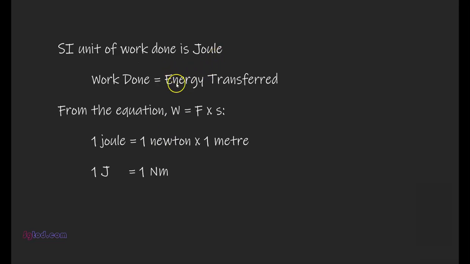For both energy and work, the correct SI unit is the joule, since work done is equal to energy transferred. From the equation of work done, 1 joule is defined as the amount of work done when a force of 1 Newton moves a distance of 1 meter in the direction of the force.